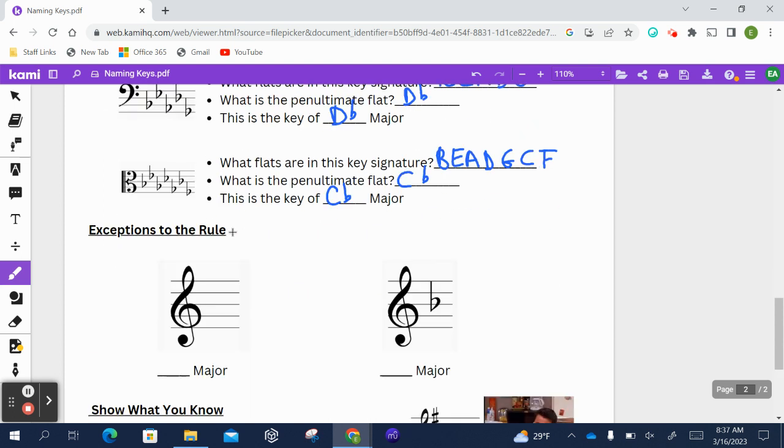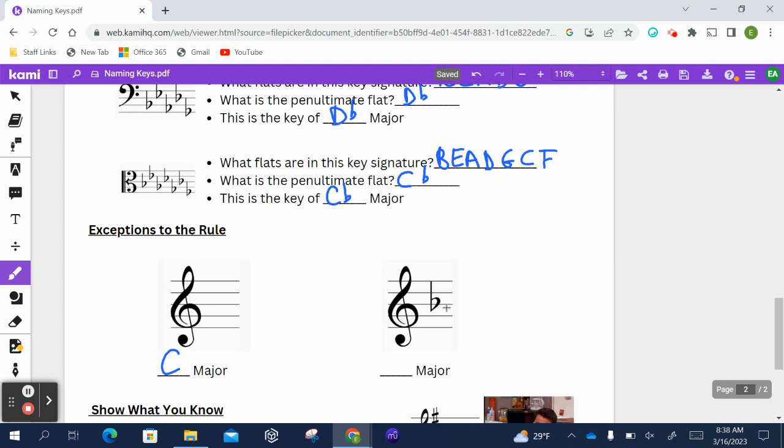All right, exceptions to the rule. What happens if you don't have any sharps or any flats? There isn't a rule that you can follow. This only will happen once. It's with no sharps or no flats. This is the key of C major. You just have to memorize that. Okay, it doesn't fit within the rule.